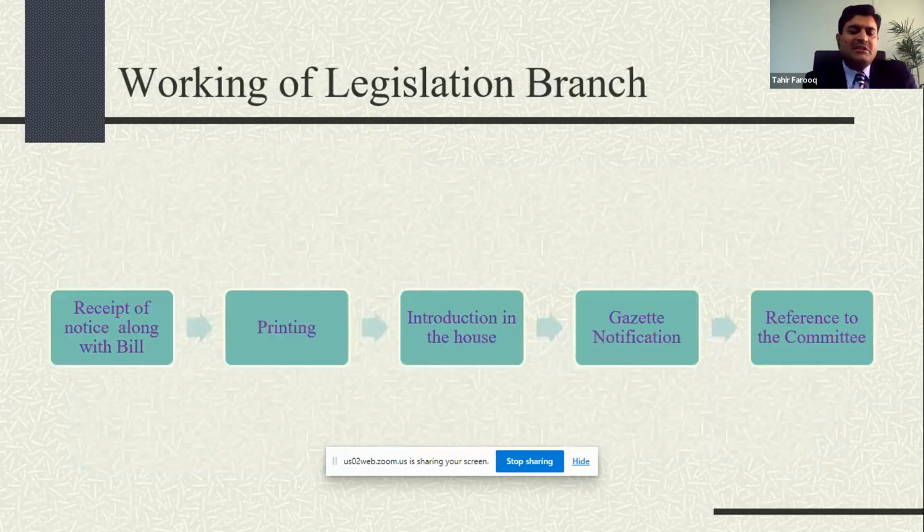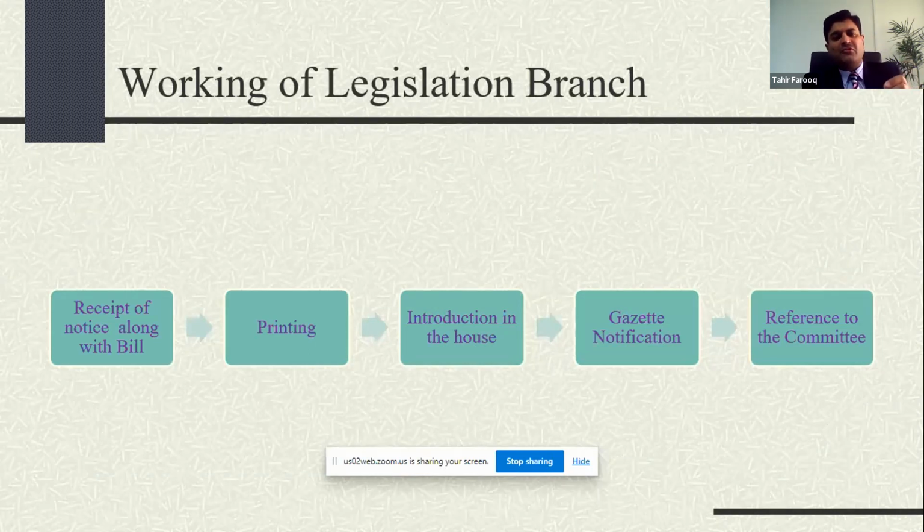Working of the legislation branch, how it is working. Initially, if there is a private member bill, then the work starts practically from here: receipt of the notice along with the bill. Suppose there is a member of parliament with the name A, who is interested in introducing a bill. He will submit the notice in writing to the legislation branch. That notice will be sent for printing, then for introduction in the house, and after introduction in the house, it is forwarded for gazette notification, which is published across Pakistan.